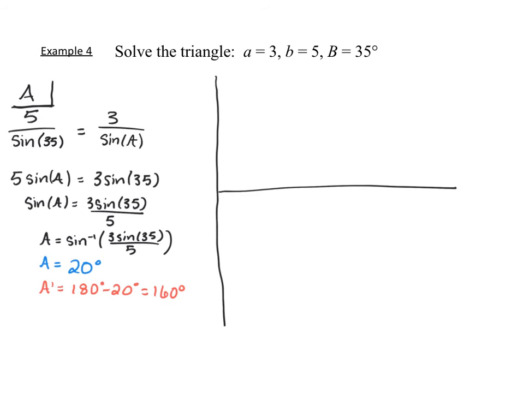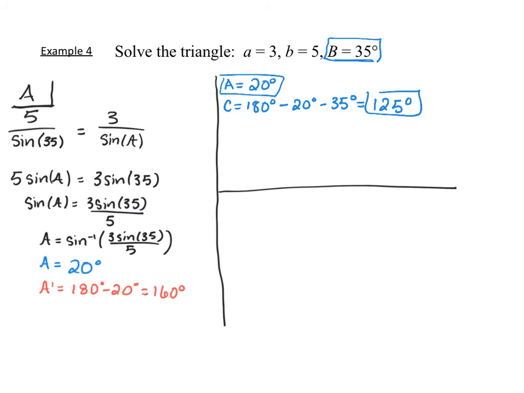My first option is all the original given information plus angle A we now know is 20 degrees. I have angle B, so I can find angle C by doing 180 degrees minus angle A and angle B. And I find that angle C is 125 degrees. Okay, I'm going to finish solving this triangle because I have angle A, I have angle C, I have angle B, and I have two of my sides. So I'm going to use a law of sines to find side C, and I found C to be 7.1.